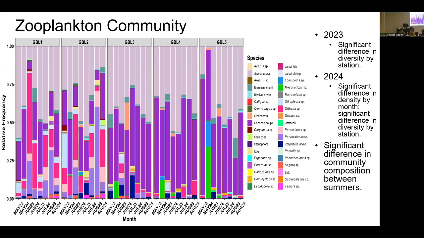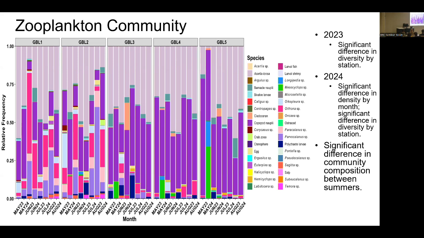After an analysis of variance, I found that in 2023, within that year, there were significant differences in diversity by the station, specifically between the lower bay stations and upper bay stations, so GBL 1 and 5, GBL 2 and GBL 5. But there were no significant differences in density either monthly or by station.